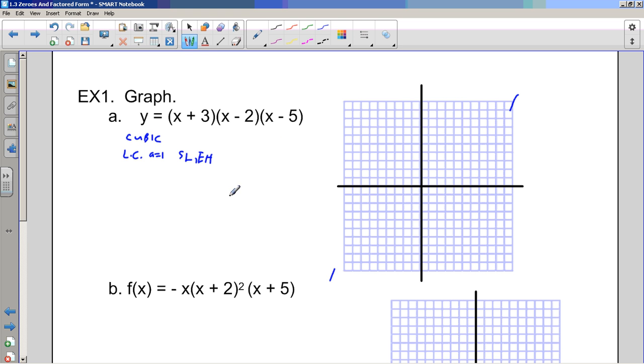But I also now know what the x-intercepts are. In factored form, I can see them really quickly: -3, 2, and 5. They're always opposite. You think of what makes each of these brackets 0, and it's the opposite value that does. And so what does that mean? It means at those spots I can put points. So I know it starts low and ends high and goes through these points.